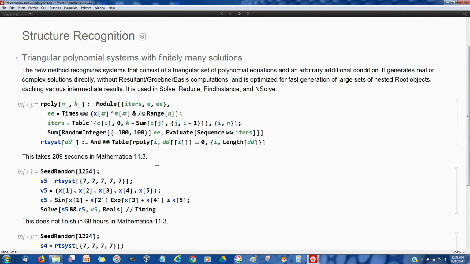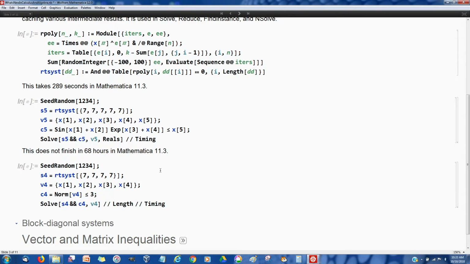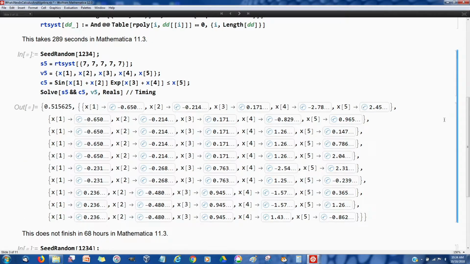So here are a few examples. I will not evaluate them, just show them. We have random homogeneous polynomials of degree 7, and we create a triangular system. So we have one polynomial in one variable, one polynomial in two variables, and so on. Here we go up to 5 variables, and we can get all the real solutions now in half a second. It took 289 seconds if we started with computing Gröbner bases.